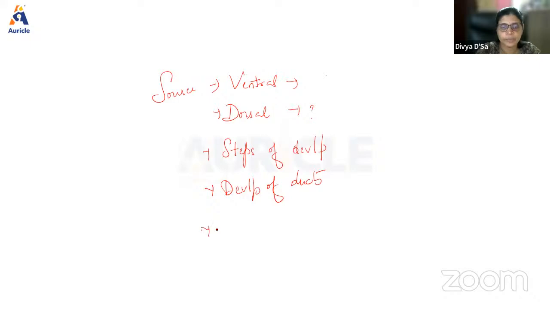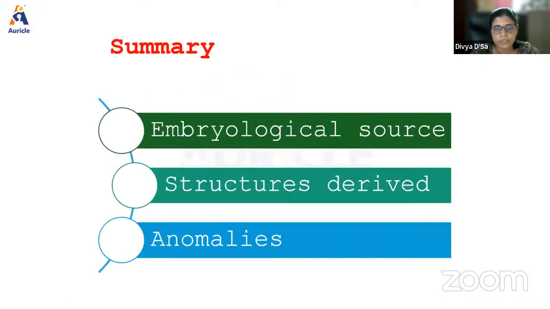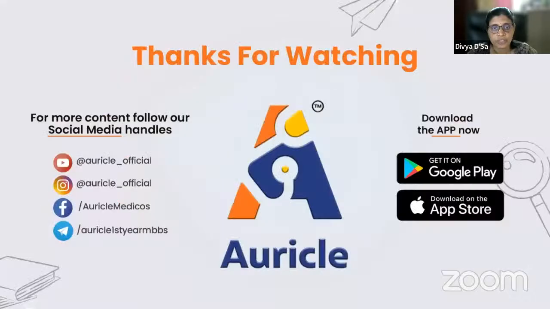Then later mention the anomalies. Mainly annular pancreas is very important. It is the common developmental anomaly we see. Those are the things you need to write in embryology about the development of the pancreas. So with this, we finish today's class.